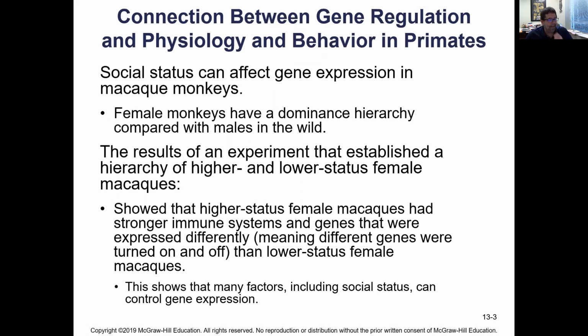One of the more interesting commentaries in the book is the first one on page 228. It talks about how social status can affect gene expression in female monkeys that have a dominant hierarchy, compared with males in the wild. In this experiment, they showed that higher status female monkeys had stronger immune systems and genes that were expressed differently, meaning different genes were turned on and off than in lower status female monkeys. This shows that many factors, including social status, can control gene expression.